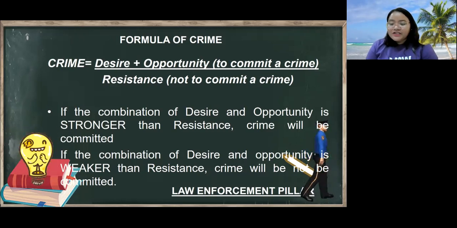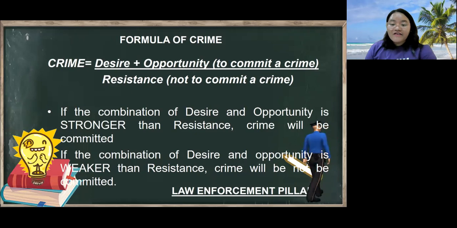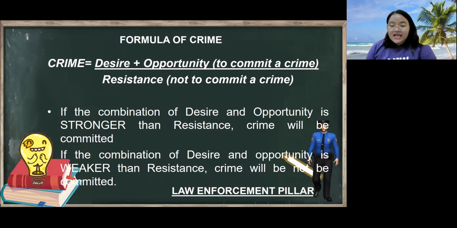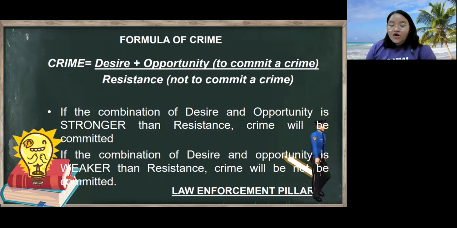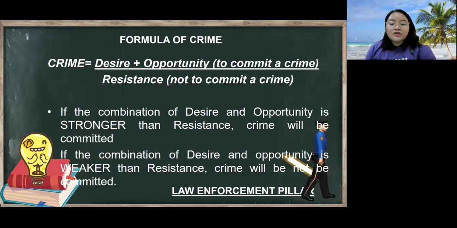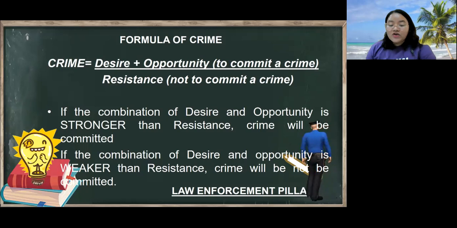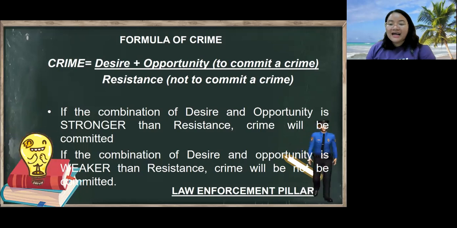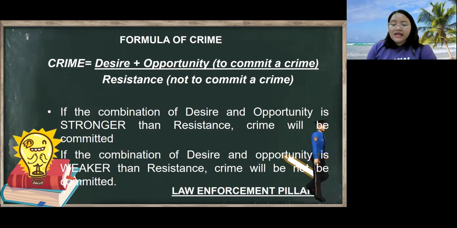So, in the prevention of crime, the law enforcement is strengthening the resistance and weakening the desire of a person in committing crime. In repression or suppression of crime, on the other hand, the law enforcement is reducing the opportunity of a person in committing a crime, like the act of conducting patrolling or police visibility.